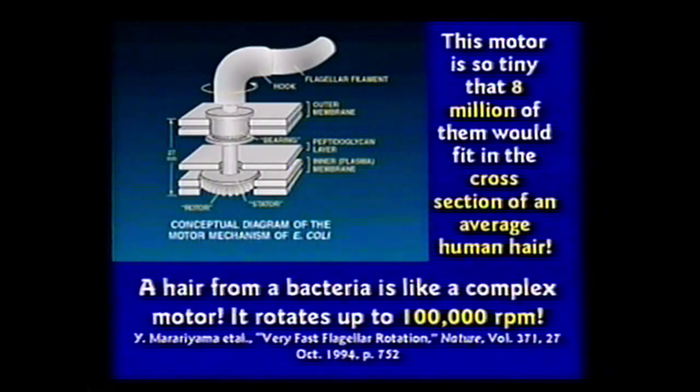That hair is so tiny that the motor is so tiny that 8 million of them would fit in the cross-section of an average human hair. And yet that motor turns 100,000 RPM forward or backward.